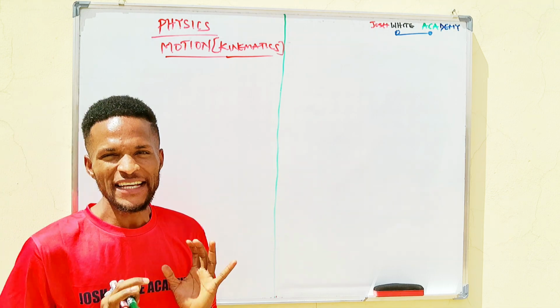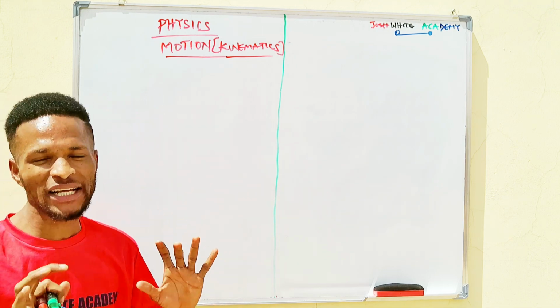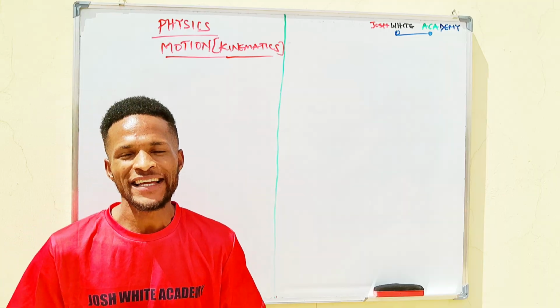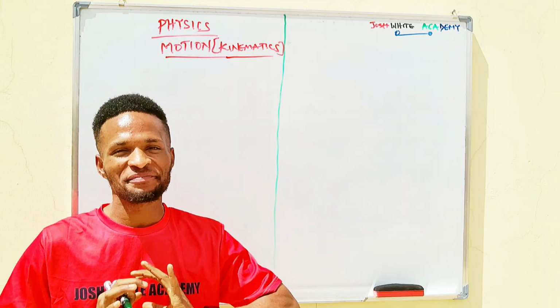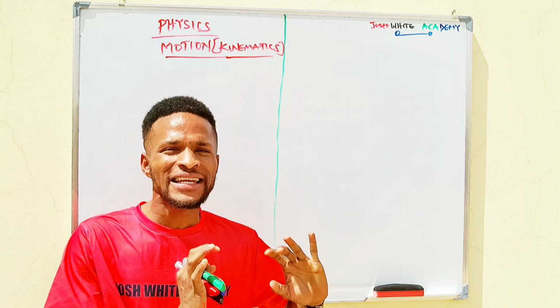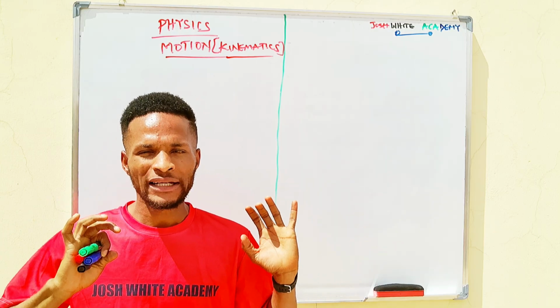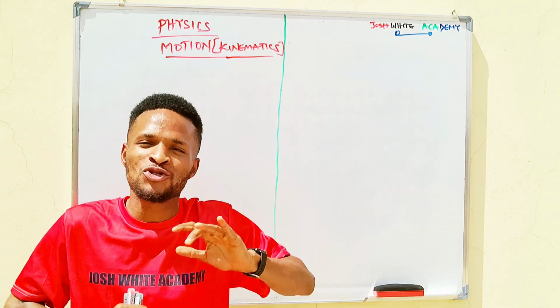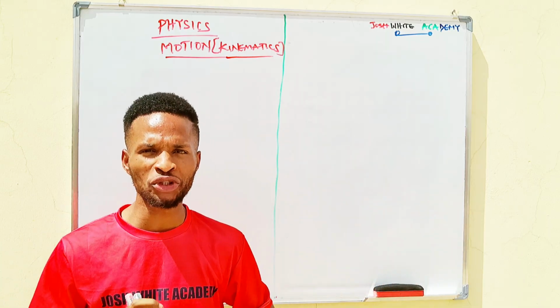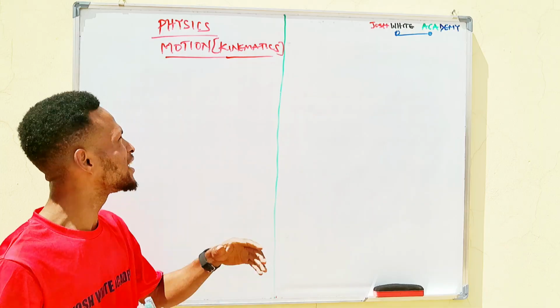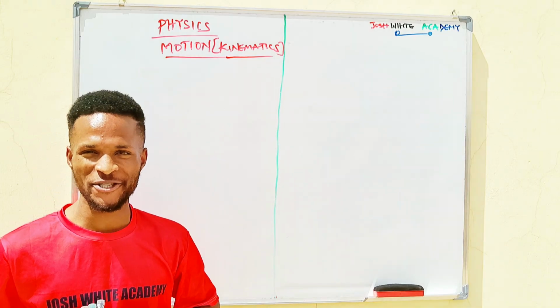Motion is a very important physical concept. It's even one of the characteristics of life. But not only living things move. The change of position or location from a point to another point is termed motion. And the study of motion is called kinematics.